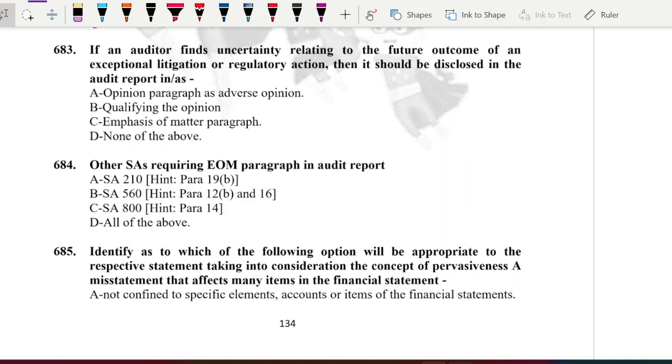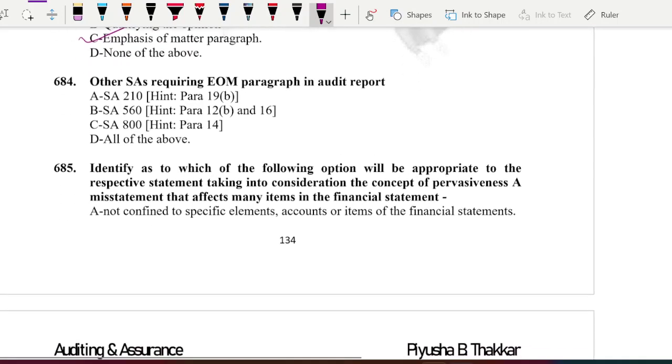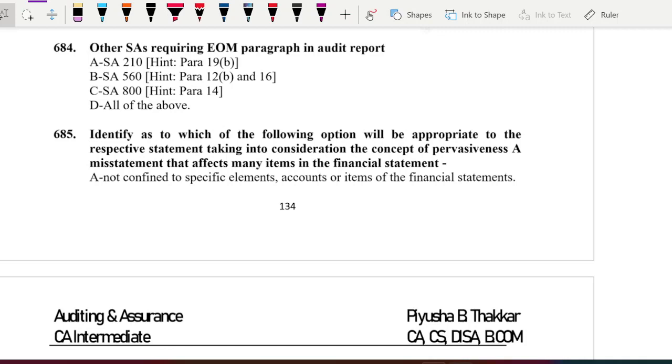We are only drawing the user's attention because sometimes regulatory actions, litigations are so huge that they can either make a company or break a company. So here we would be expressing this particular matter, drawing users' attention by mentioning it in emphasis of matter paragraph. Other standards on auditing requiring emphasis of matter paragraph in audit report. Yes, we have seen under SA210, we have to mention it in the EOM paragraph. Also SA560, certain subsequent events. SA800 also. So all of the above is the answer.